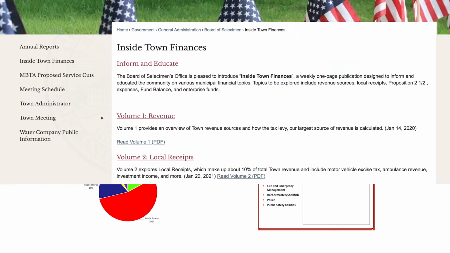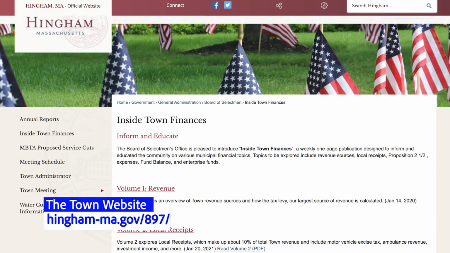Inside Town Finances is a select board initiative designed to educate and inform the community about various topics related to municipal finance. Each volume of Inside Town Finances focuses on a specific topic. More detailed information about each topic can be found on the town website. This is Volume 7, Expenses.